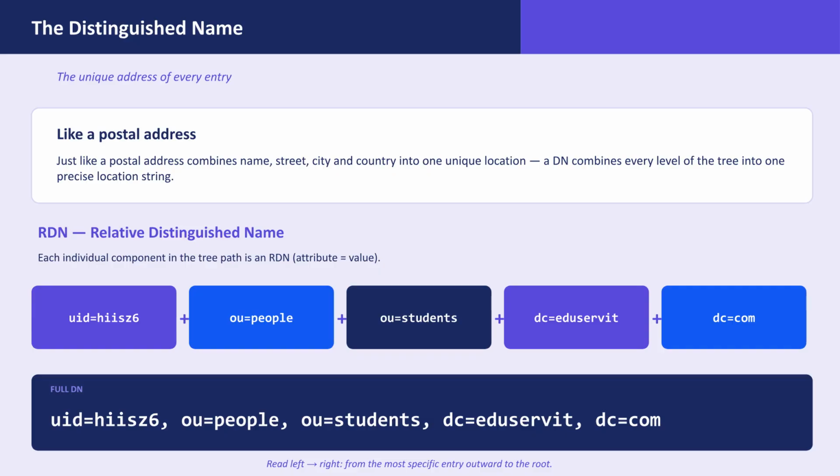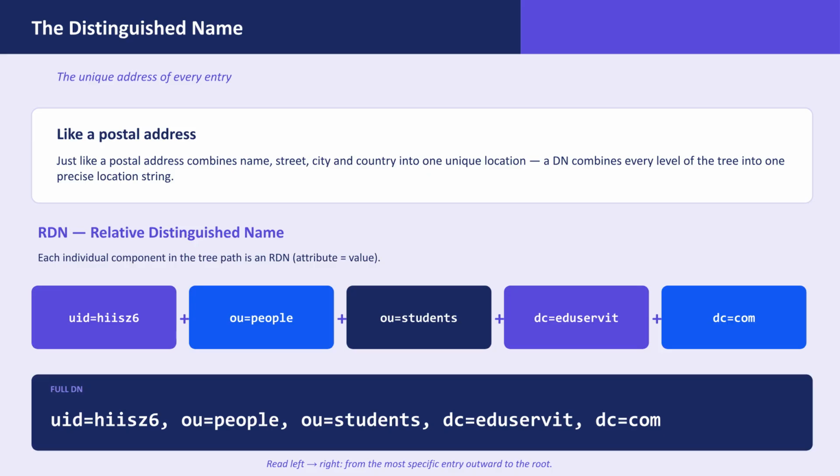Before we look at the full DN, let's understand one building block, the relative distinguished name, or RDN. Each individual component in the tree path is an RDN. For example, UID equals HIISZ6 is an RDN. OU equals people is an RDN. OU equals students is an RDN. DC equals EduServeIT is an RDN. An RDN is formed by an attribute name, an equal sign, and a value.